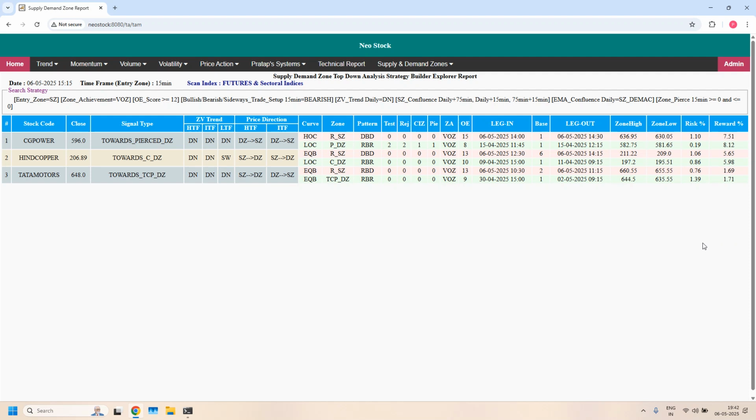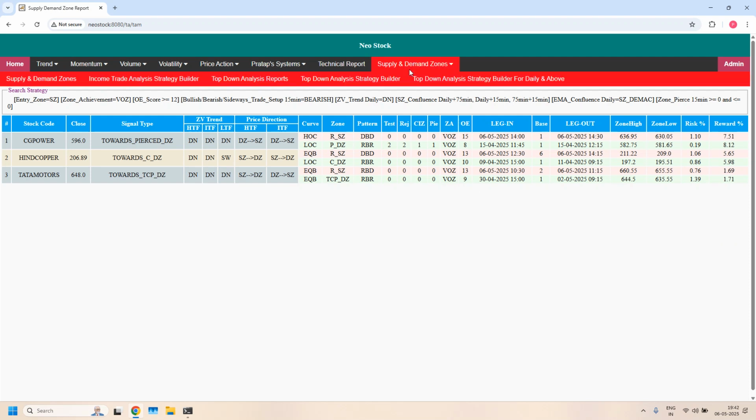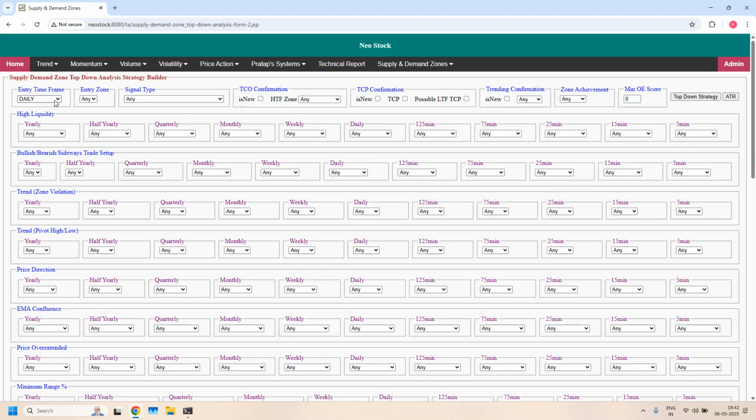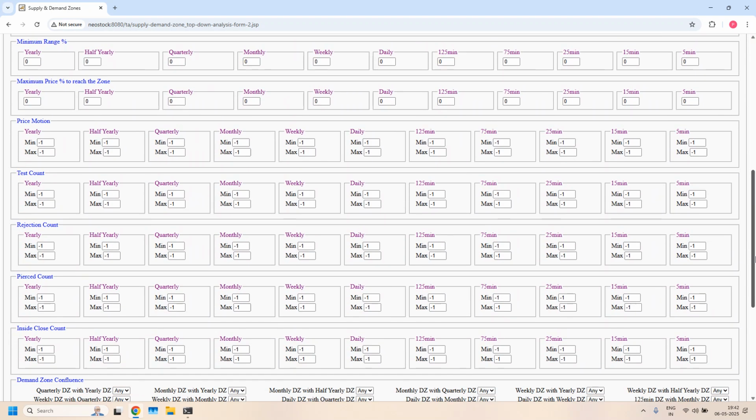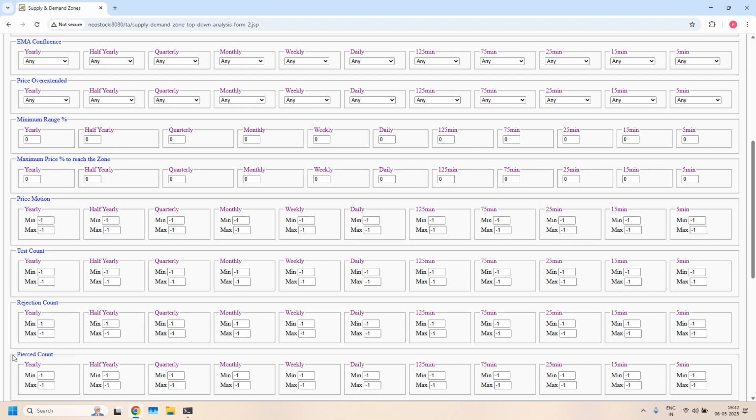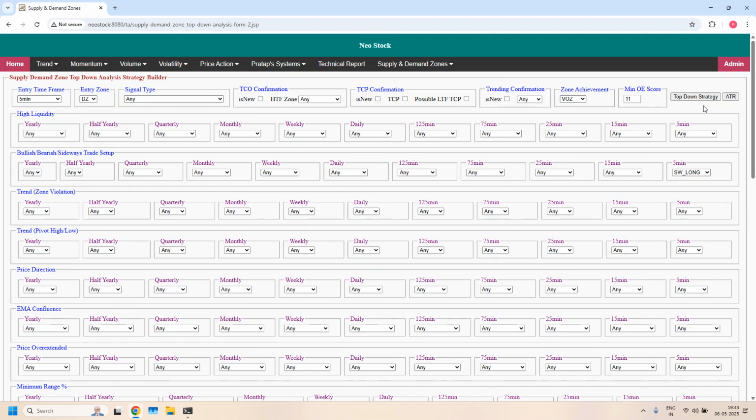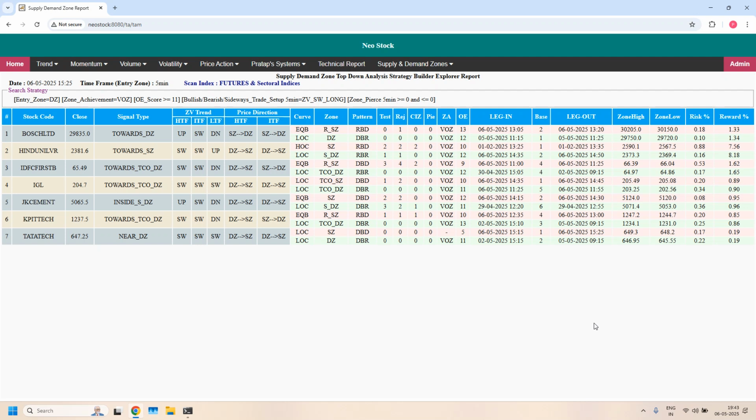And next we will generate hourly income trade setup, sideways, bullish and bearish trade setups. So for hourly income trade, entry time frame 5 minutes, entry zone, demand zone, bullish or bearish or sideways trade setup. At 5 minutes I am selecting sideways long, zone achievement violated opposing zone, minimum odd and enhanced score 11 for sideways, and also the 5 minutes demand zone should not be pierced. So in the pierced count parameter at 5 minutes time frame, minimum value 0, maximum value 0. So with these filters, we got 7 stocks.